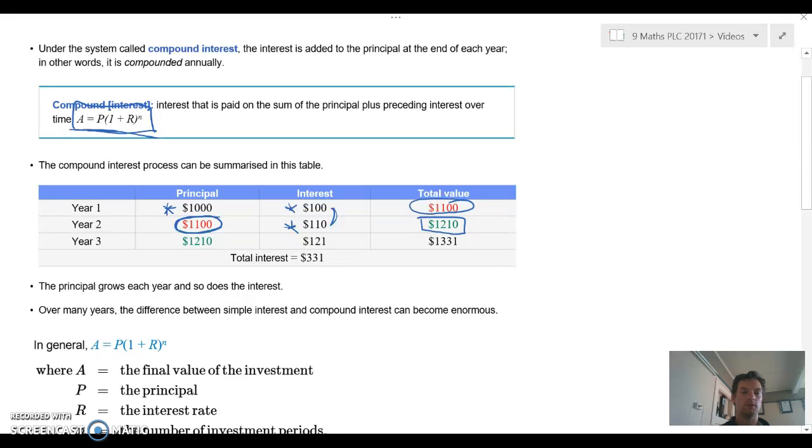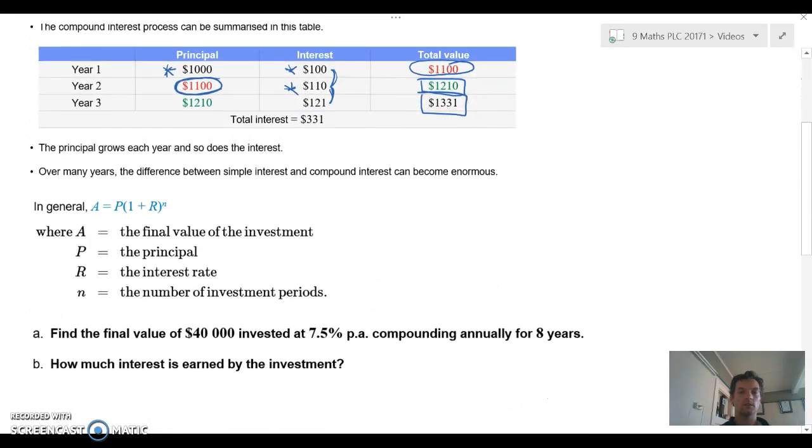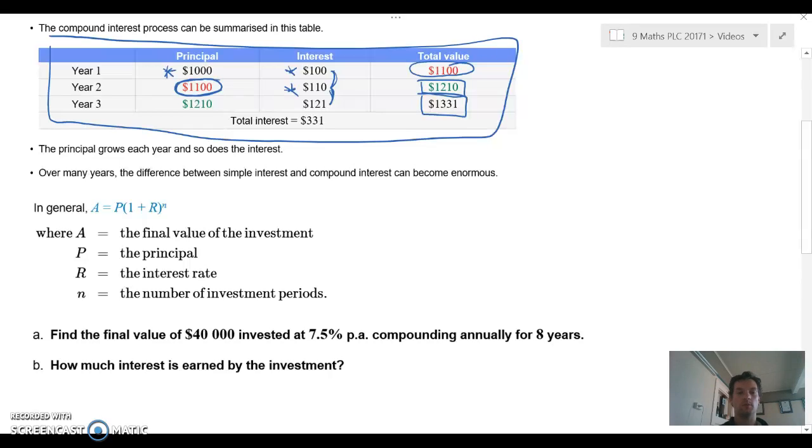So again, that $1,210 then becomes the principal in the third year, and we can start to see that the value of our interest continues to climb. So in the long term, there can be significant differences between compound and simple interest. It's not going to be practical for us all the time to draw up a table like this one in order to calculate our compound interest values. So that's why we use our formula.